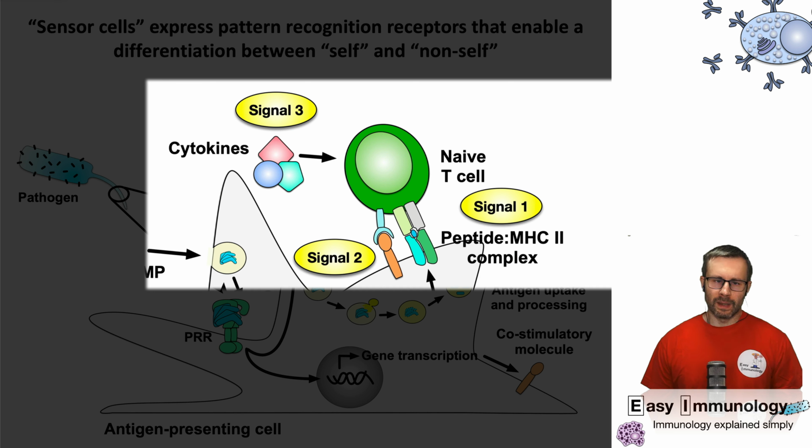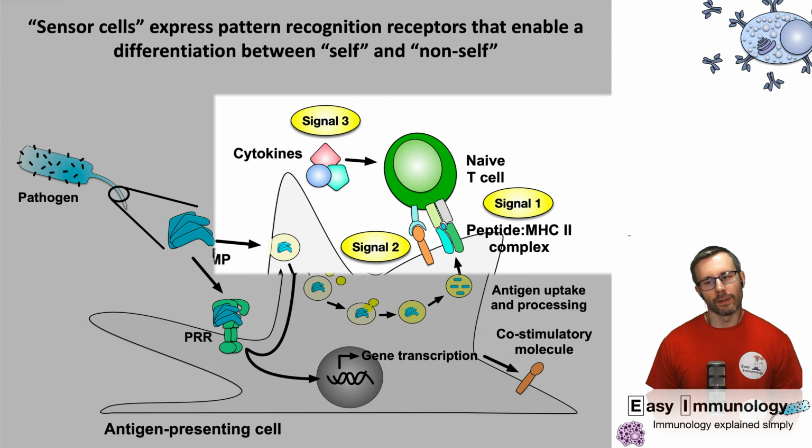They are called signal 3, and they transmit information whether the cell should turn into an antibacterial T cell, antiviral, antifungal, or something else. So for the activation of T cells, we always need 3 signals. The first one, peptide-MHC to T cell receptor, makes sure that the correct T cell is activated. Signal 2, co-stimulatory molecules, makes sure that this only happens once the cell has seen a pathogen and its pattern recognition receptors have been activated. And signal 3, the cytokines, makes sure that the T cell knows what to do and what kind of immune response it needs to start.